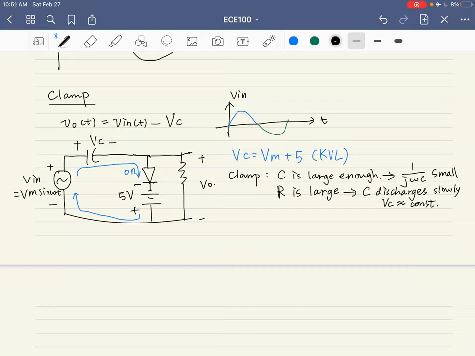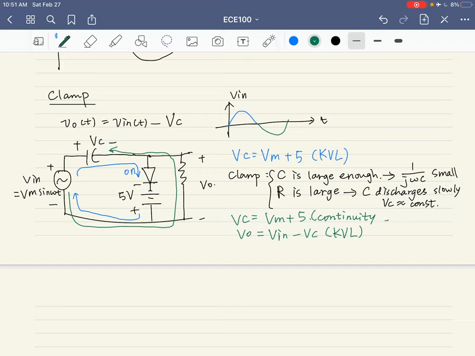Great. With this condition, we'll know that even in the negative half side, which is in green, when the current tries to go the other way, VC still equals Vm plus 5 here. And what will happen if we apply KVL in the larger loop? Yes, VO will be equal to Vin minus VC. This is basically how it works.